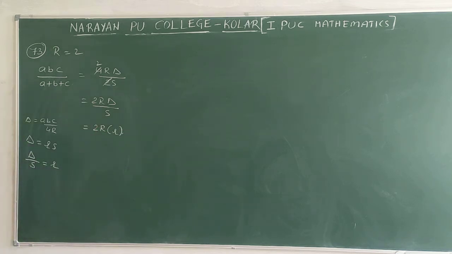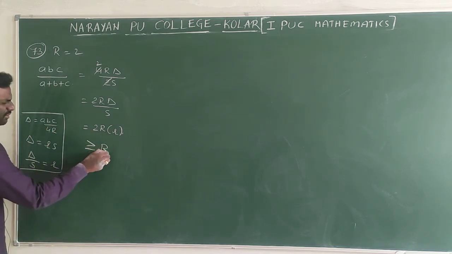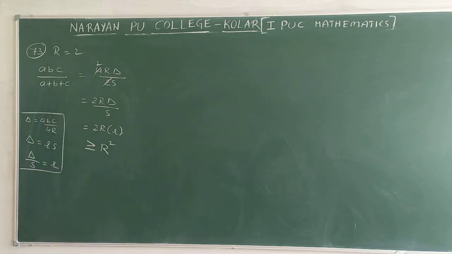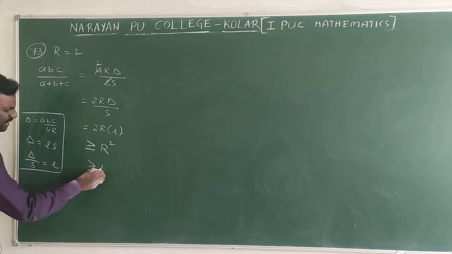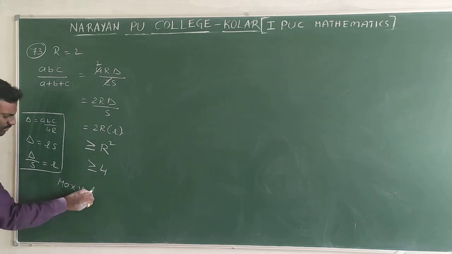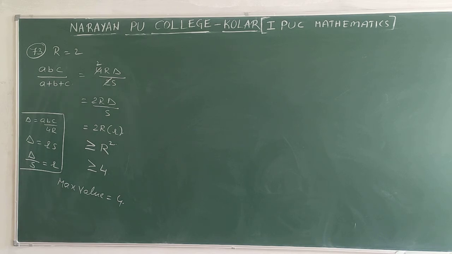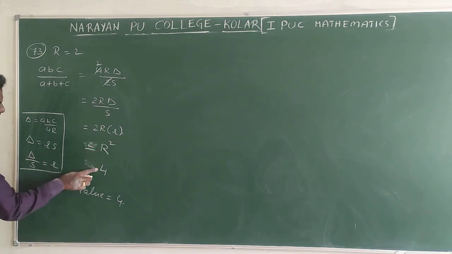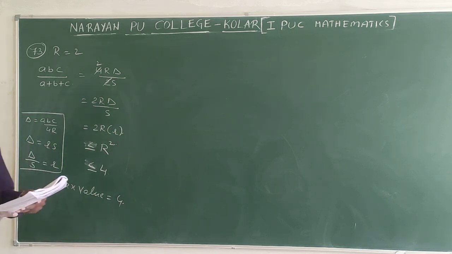So according to the formula, if you know the small r formula and the capital R formula, the product of these values is always less than or equal to R square. R value is given as 2, so it is less than or equal to 4. Therefore, the maximum value is 4.